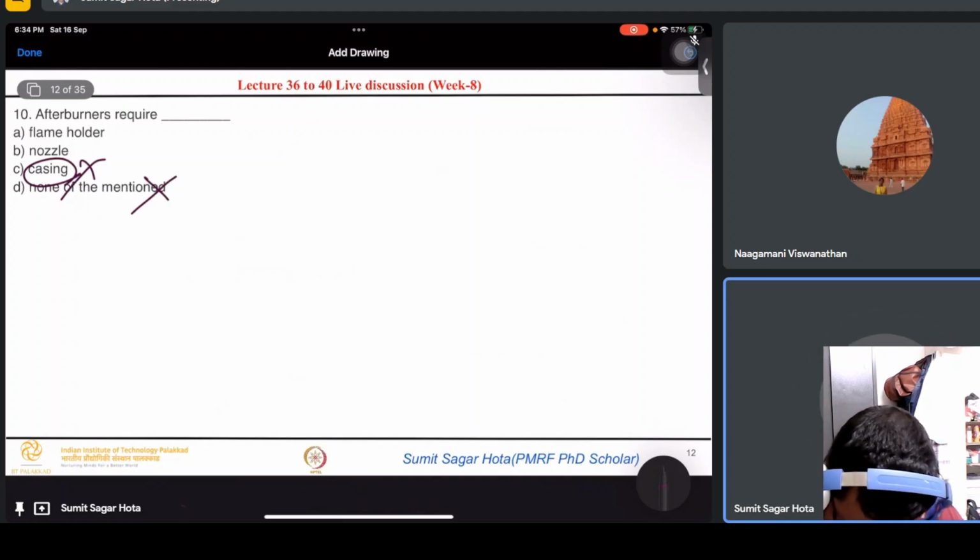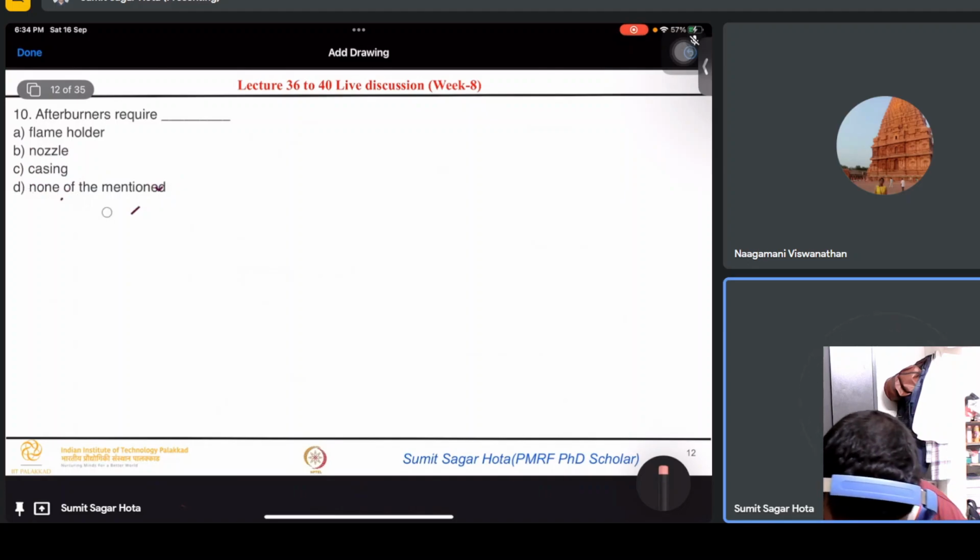Nozzle afterburner, how does the nozzle become a part, and where is the nozzle? Nozzle is there near your turbine, not in the burning part. Okay, so this nozzle is also wrong. So only one thing left, flame holder. If you don't know what a flame holder is, just remove all the other options, and we directly get the answer. Okay. So the answer is A.